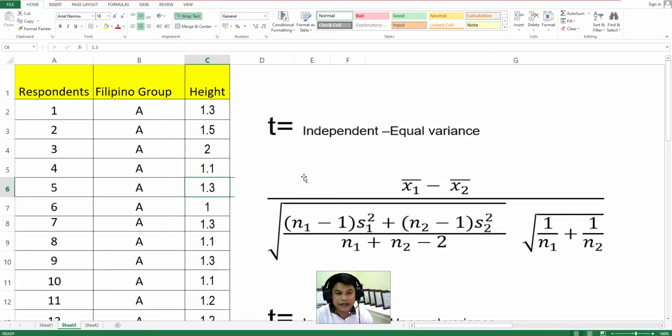Now, again, we are going to analyze whether the height of group A is significantly bigger or different from the height of group B. Since we are talking about the height, is it that group A is taller than group B? Are the heights significantly different from each other? That's why we have to test it using statistics.